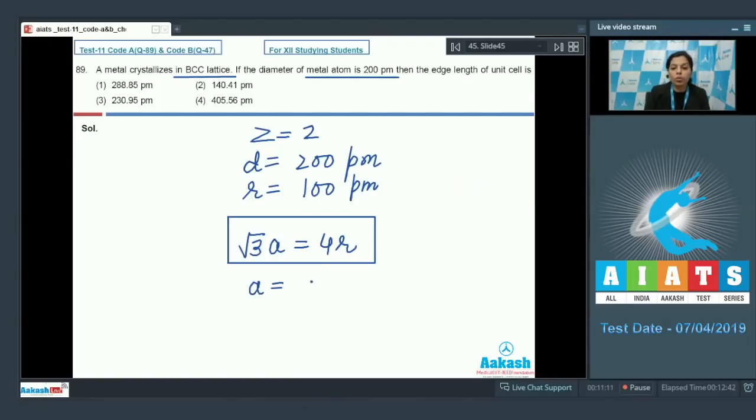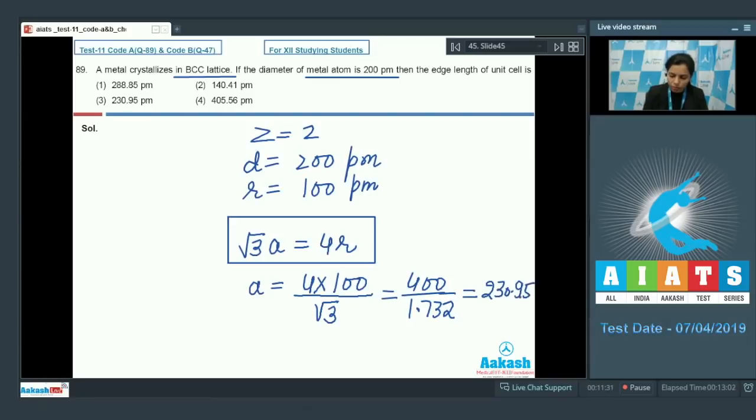So what would be the value of a? It becomes 4 into r, r is 100, divided by root 3. The value of root 3 is 1.732, you know that. And if you solve this further, you will find that this value is approximately 230.95 picometer. And this answer is given in option 3. So let's choose this as our correct answer.